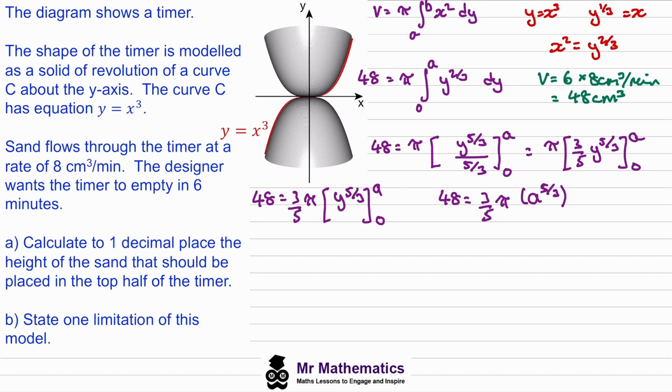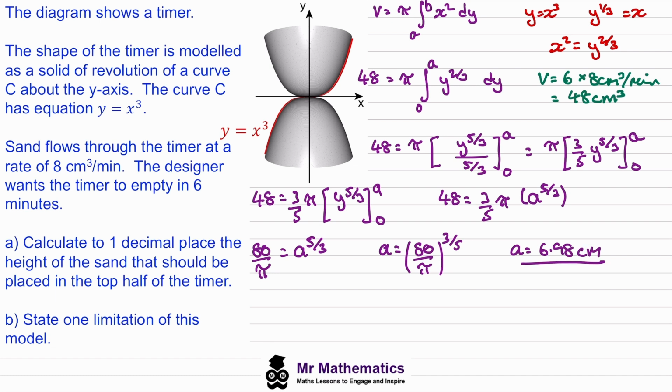And now I can divide both sides by this 3/5 pi. So we get 80 over pi will equal a to the 5/3. I can move this 5/3 to the left-hand side. So a will equal 80 over pi to the power of 3/5. And when I work this out, we get a will equal 6.98 centimeters.